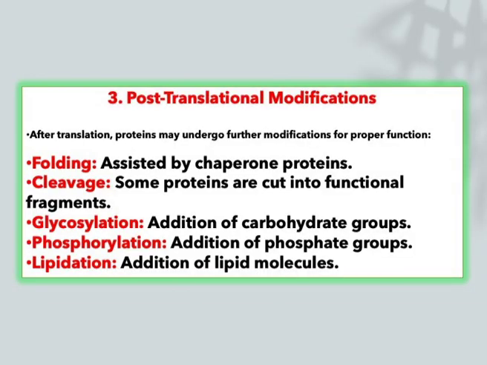Glycosylation, it is the addition of carbohydrate groups. We know that carbohydrates can be simple carbohydrates or complex carbohydrates, but the glycosylation process is the addition of carbohydrate groups. Then phosphorylation, the addition of phosphate groups. Then lipidization, the addition of lipid molecules.